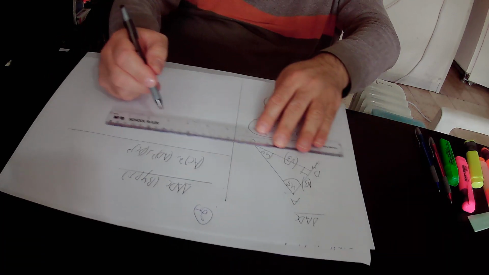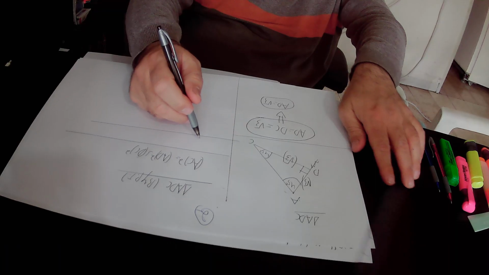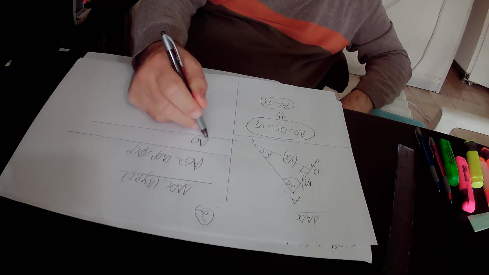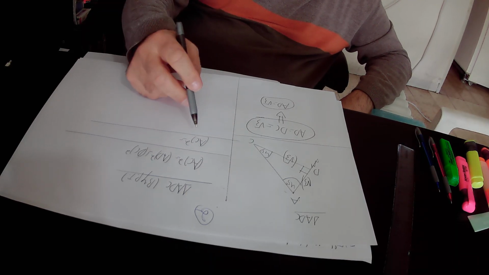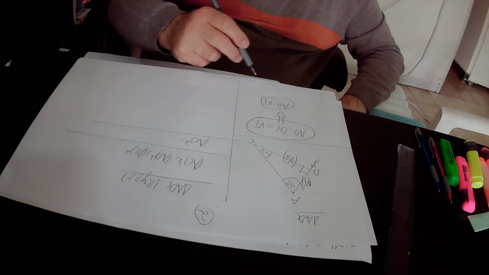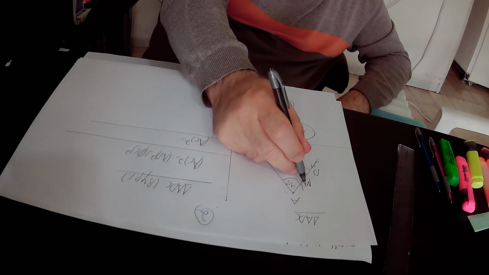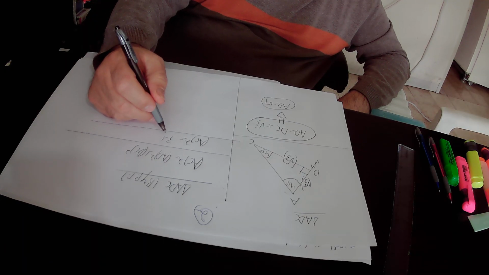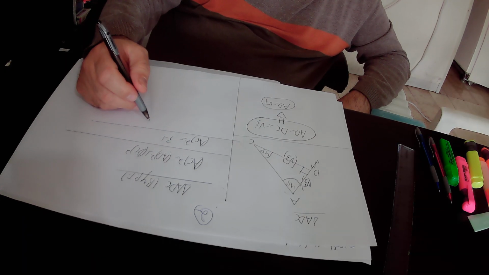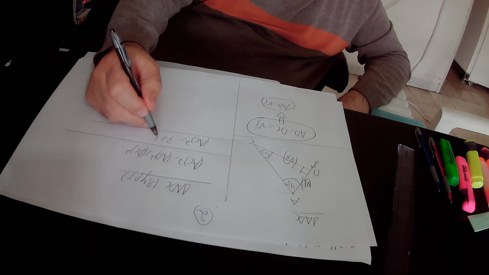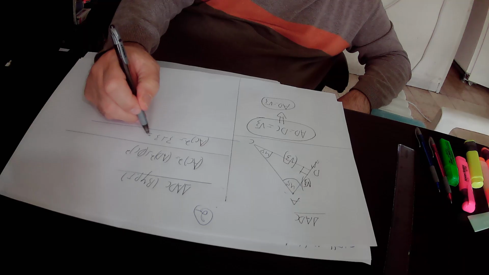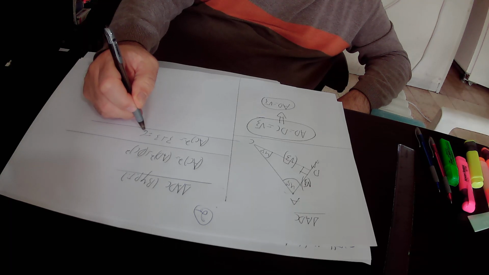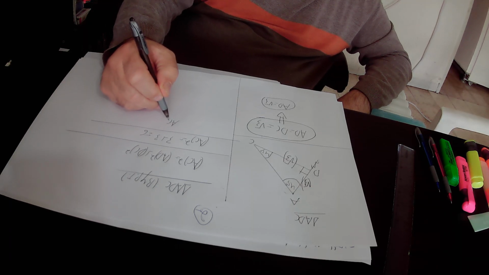So AC squared, that is the square of the hypotenuse, equals AD squared. AD is equal to the square root of 3, therefore AD squared is equal to the square root of 3 squared, that is 3, plus DC squared. DC is also equal to the square root of 3, so DC squared is equal to 3. So in total, AC squared equals 3 plus 3, that is 6. AC squared equals 6.